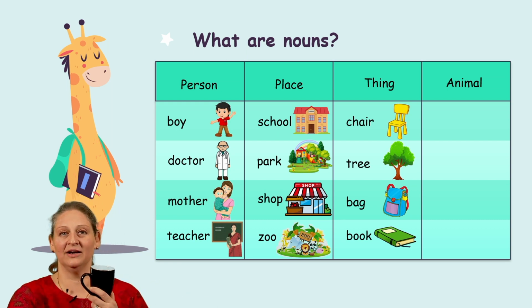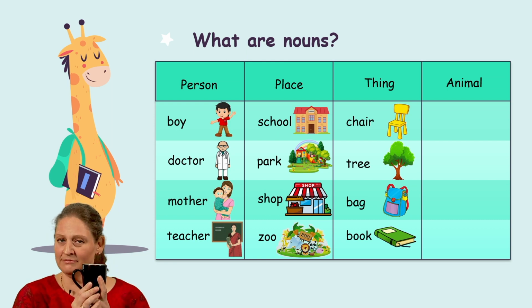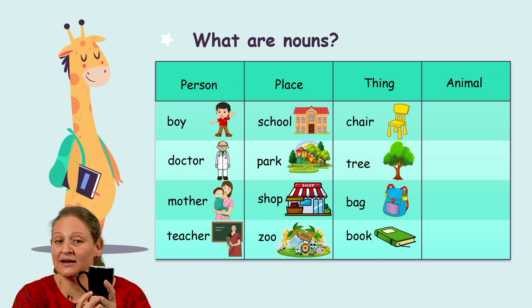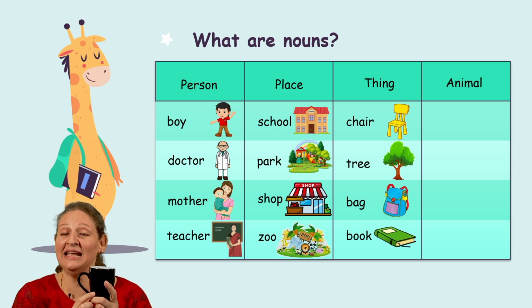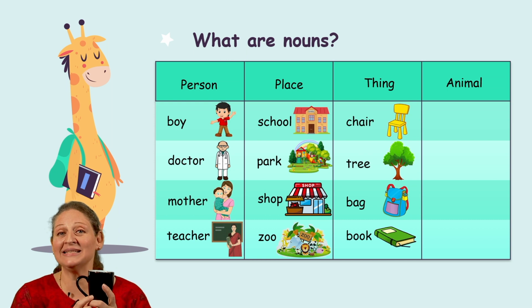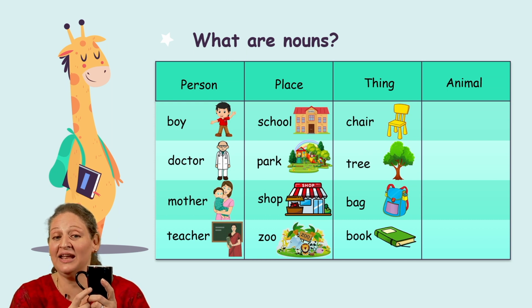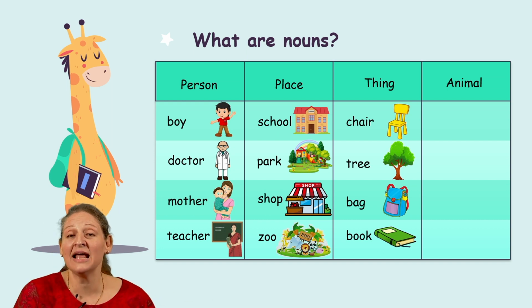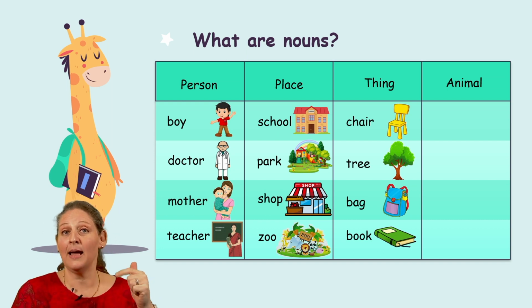Look at this right here. What is this? Is this a person? No. Is it a place? No. Is it a thing? Yes. What is the name of this thing? Cup. Right. It is a cup. A cup is a name of a thing. It is a noun. Cup is a noun. Nouns name things. So what are nouns? Noun can be a person, place, thing, or animal.